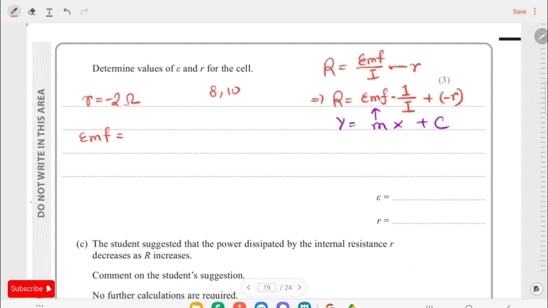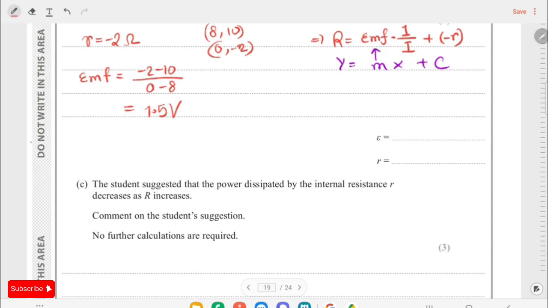So we have two coordinates 8, 10 and 0, minus 2. So it will be minus 2, minus 10, then 0, minus 8, which is basically minus 12. This is 1.5. So EMF is 1.5 volt. We'll move on to the next question.